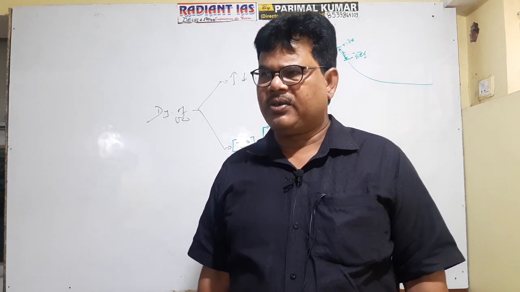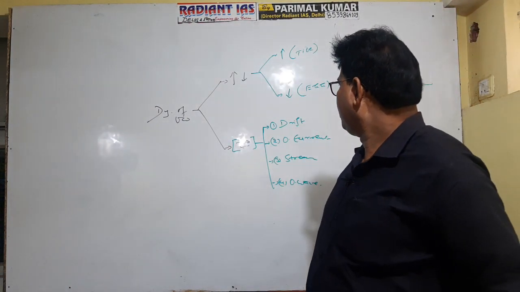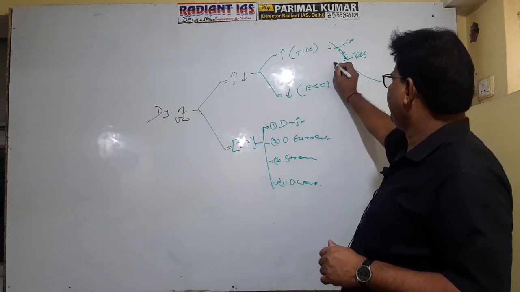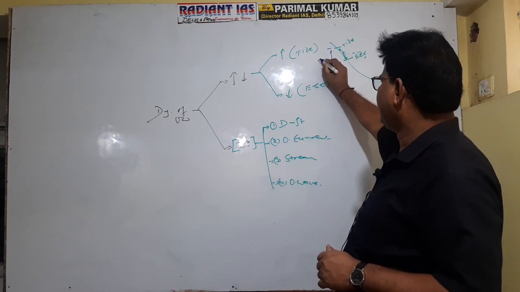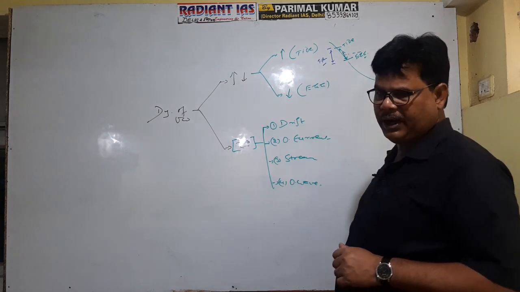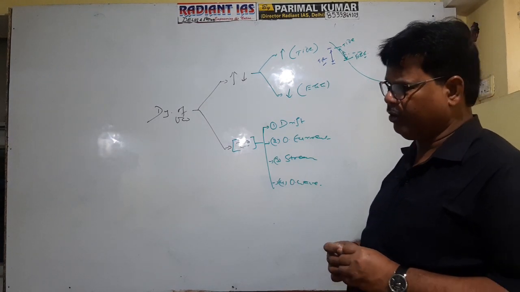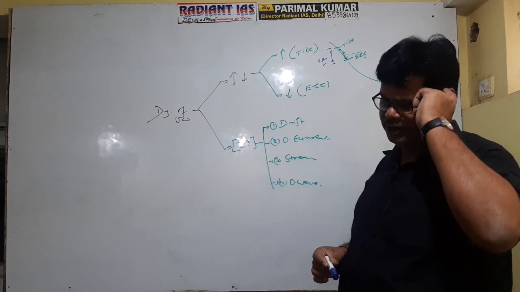Now, as far as tide and ebb is concerned, the difference between the tide and ebb is referred to as tidal range. Getting well? The highest tidal range in the world is noticed in Bay of Fundy in Canada. What is the meaning of tidal range?